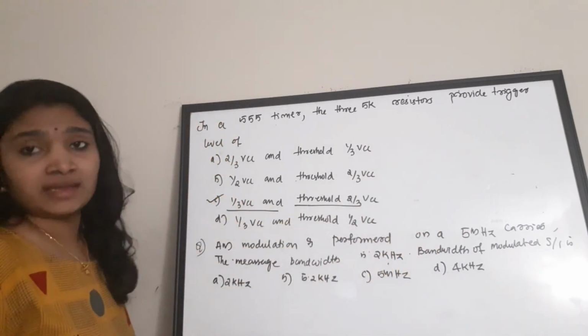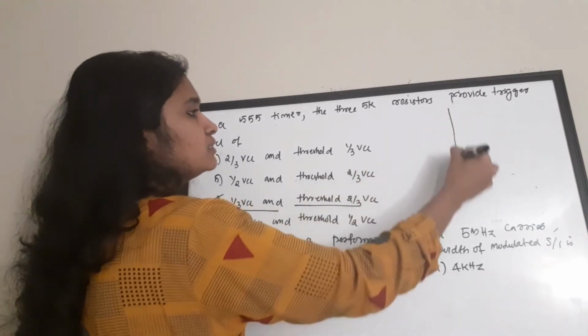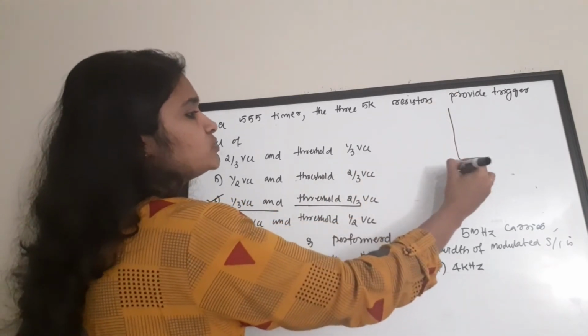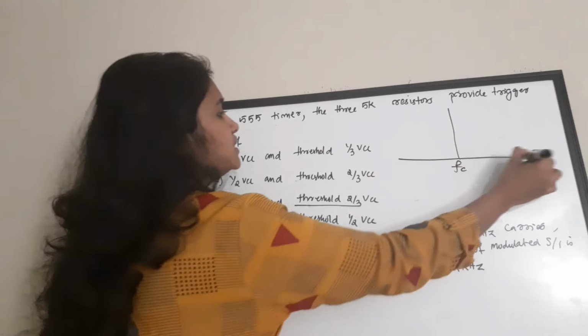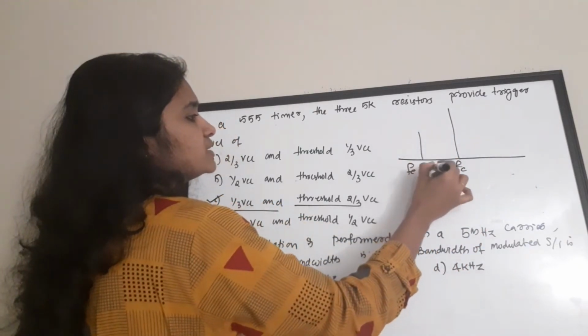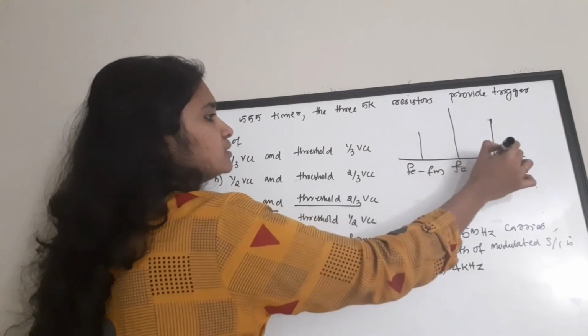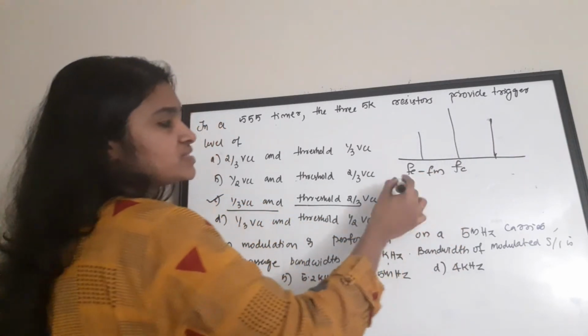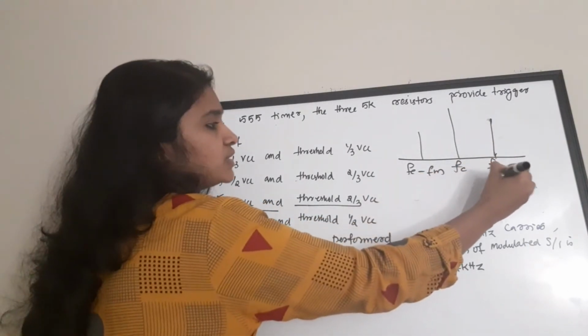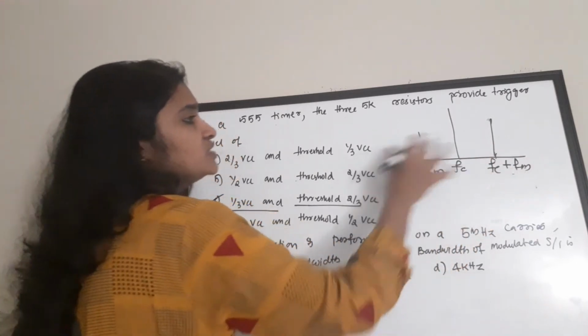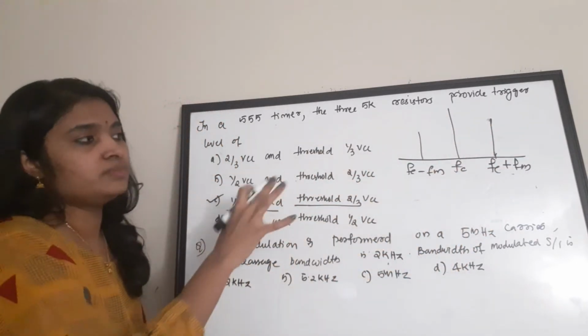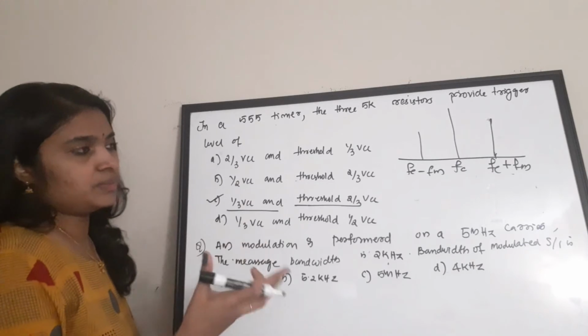Right. For an AM system, we know that the AM spectrum will be like this. There is an FC, there is FC minus FM, and there are two side lobes, right? This is the lower side lobe, this is the upper side lobe. So FC plus FM it is. Now, this is the AM signal's spectrum or representation.